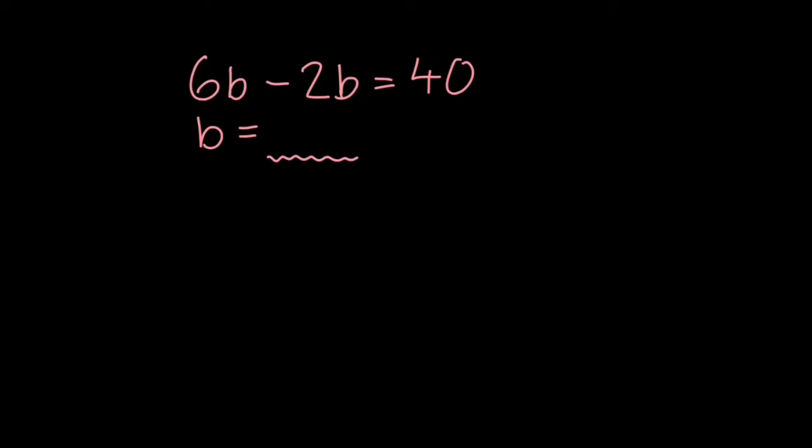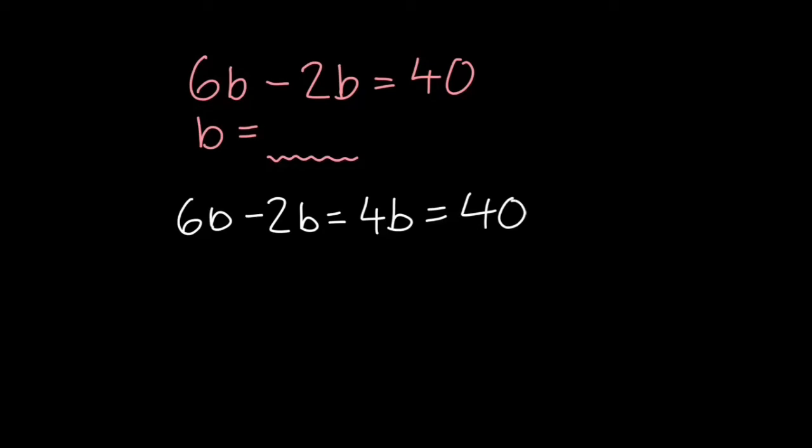This problem looks a lot harder than it actually is. You have 6b, you're subtracting 2b. And your answer is 40. Well, actually, we have b and b. What's 6 take away 2? 4. So 6b take away 2b would leave us with 4 lots of b, which here would be 40.